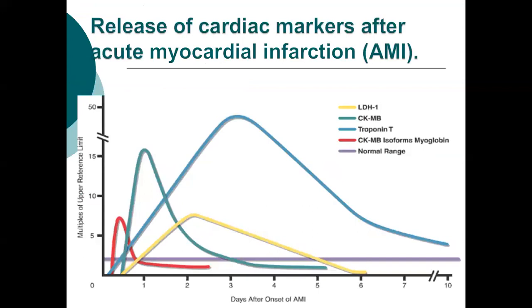The normal range is between here. As you can see, the purple one is the normal range, and 0 to 10, these are hours, if I'm not wrong. I'm unable to see way down. Yeah, the days, the lower one, I'm sorry, my slide is way wide. The lower one is days after onset of MI. So from 0 to 10, these are days from onset of MI. Then 0, 5, 10, 15, and 50, these are the multiples of the upper reference limit that we have. Next slide.